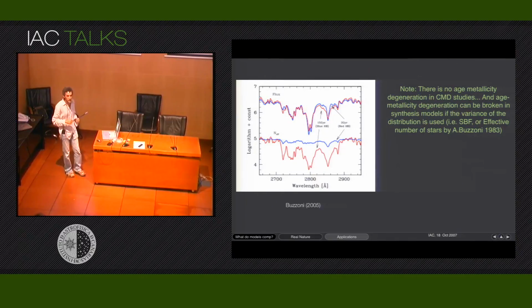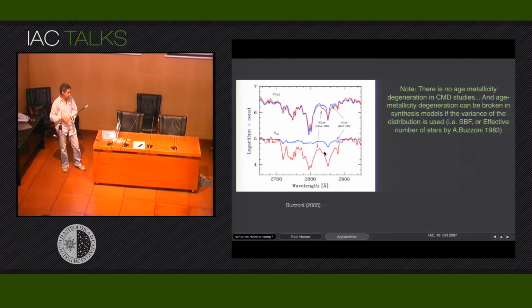It was shown by Buzzoni in 2005, or before actually. This is a case of the age-metallicity degeneracy. This is for a 2 gigayear cluster and for a 15 gigayear cluster. If you just fit the mean value, they are very, very similar. But in terms of the possible fluctuation you have there, the spectra are very, very different. So it breaks the age-metallicity degeneracy.